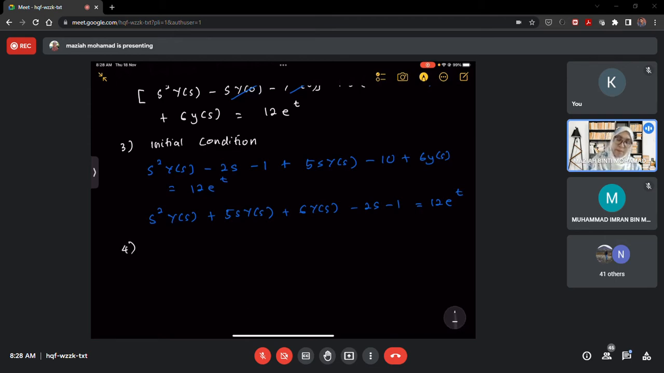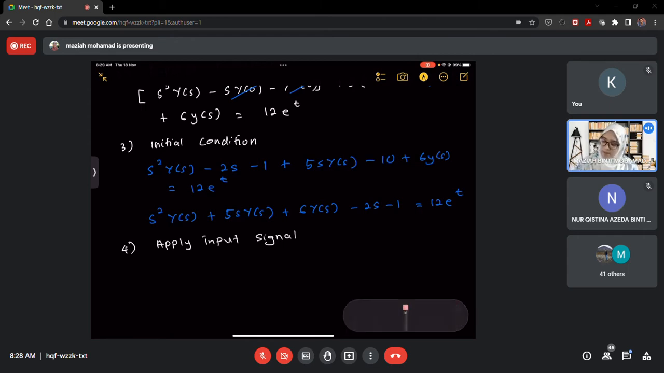Let's do step number 4. Apply input signal. Minus 10, minus 10 lah. Minus 10, minus 10, minus 11 lah. Okay, minus 1, minus 10, minus 11.